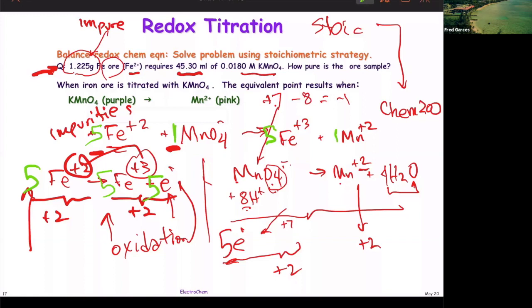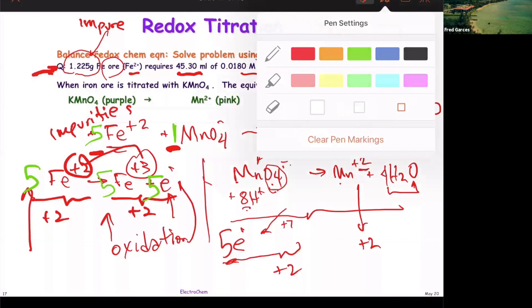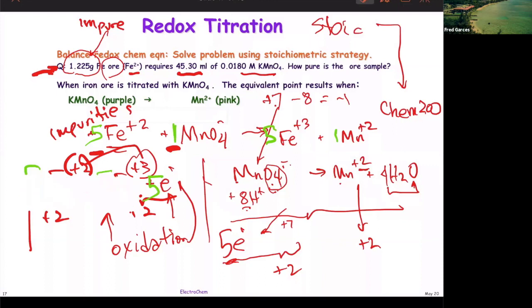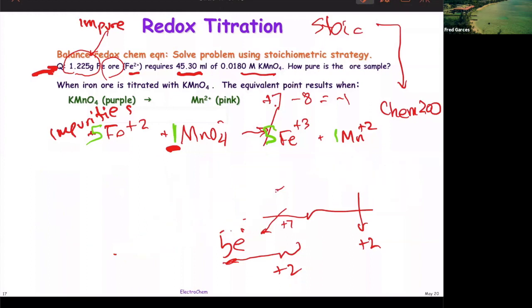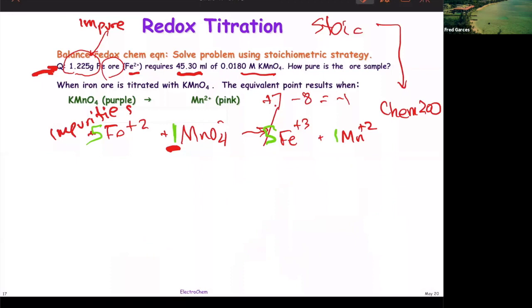So let me go ahead and clean this up now that we've seen this. I'm just going to use the eraser to clean this up, and I'm going to keep that mole ratio. And then I'll remind you of what you guys learned from 200. What you guys learned from 200 is the following. You have 0.0180 moles per liter of permanganate. You don't even have to worry about the potassium. The potassium is a spectator ion.